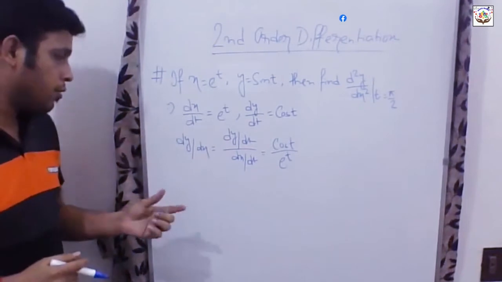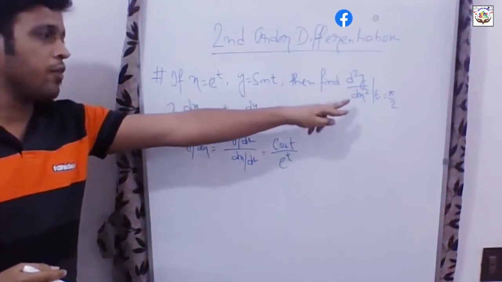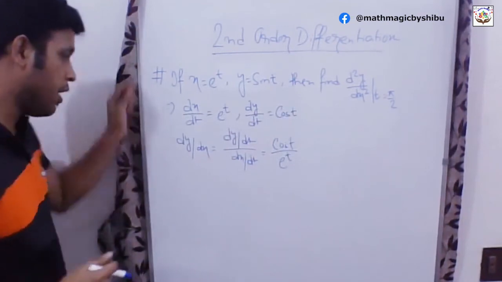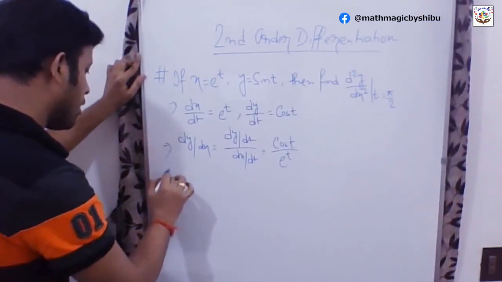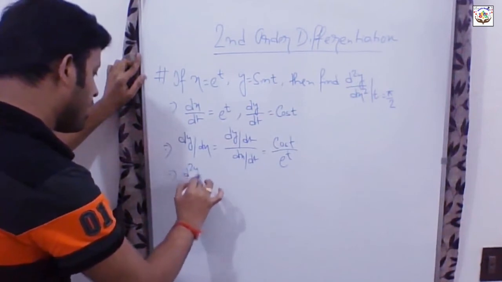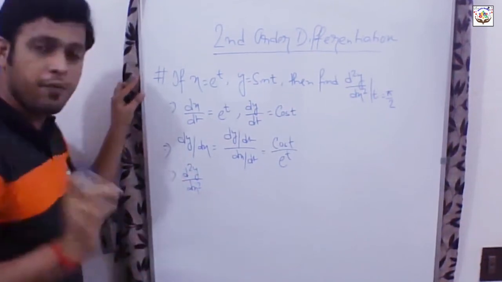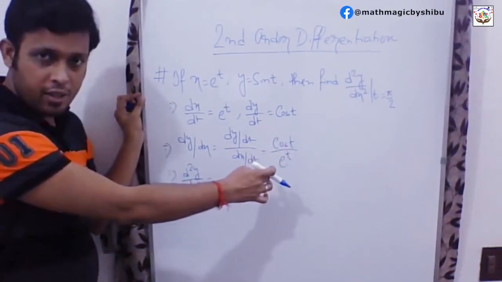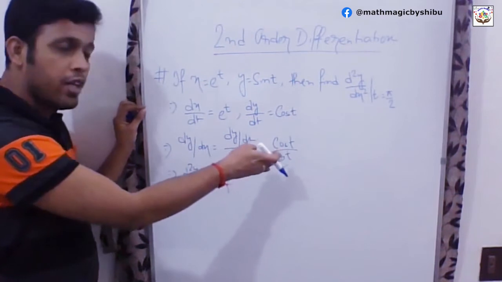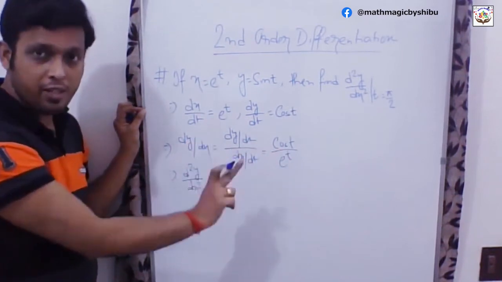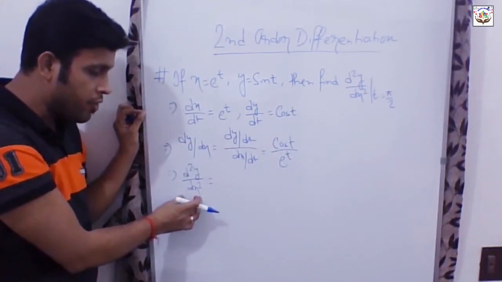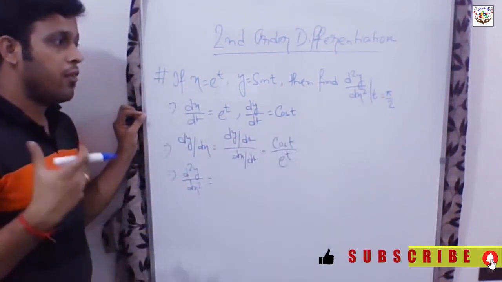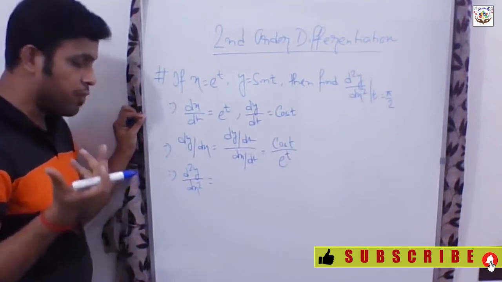Now, to get d2y/dx square, that means second order differentiation, we need to differentiate it again. We are differentiating with respect to x, just keep that in mind. We have t in this expression, so it also needs to be differentiated with respect to x only, because on the left side we have differentiated with respect to x. In fact, our desired answer needs to be found with respect to x.